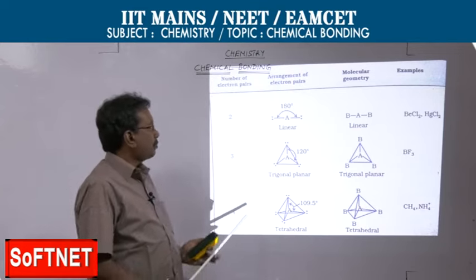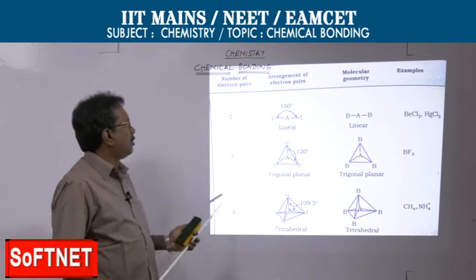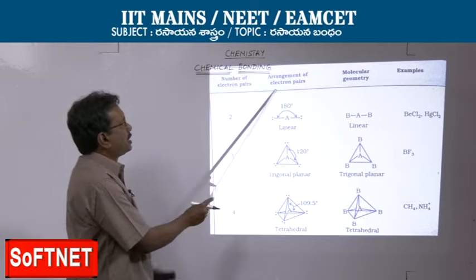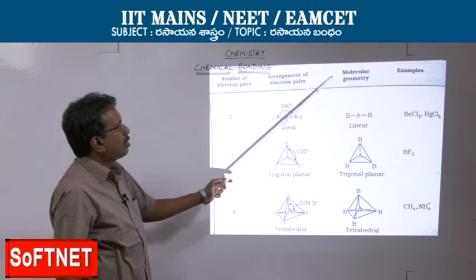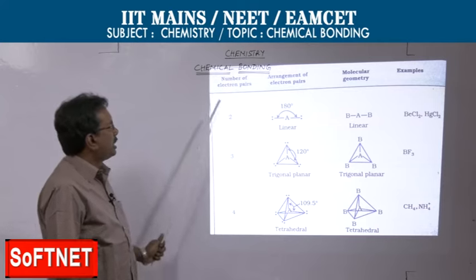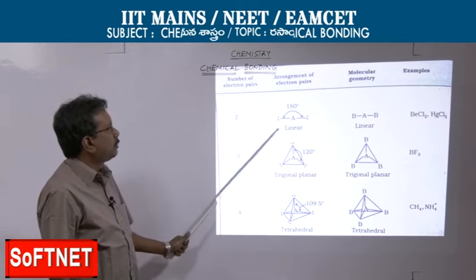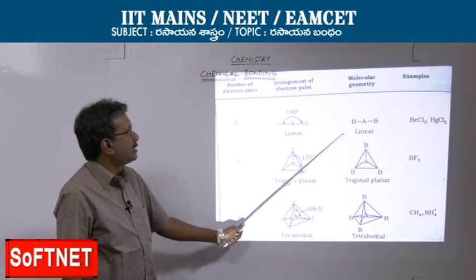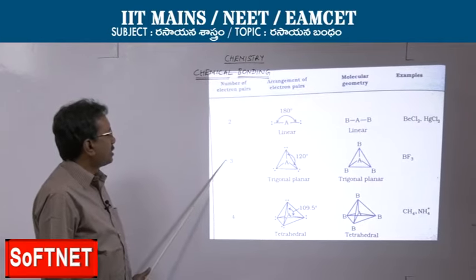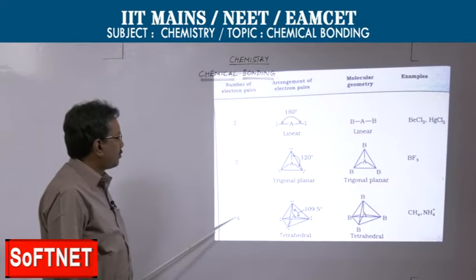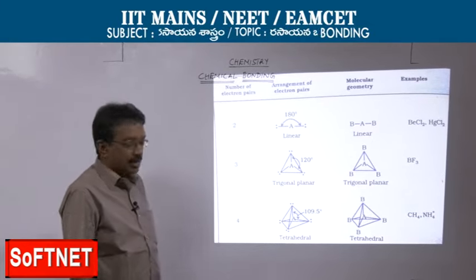Now based on that, observe the table I am giving here: number of electron pairs, arrangement of electron pairs, molecular geometry and examples. Here the number of electron pairs is 2. If we have 2 electron pairs, that molecule is linear, I am representing it like this. If you have 3 electron pairs, that molecule is trigonal planar. And if you have 4 electron pairs, that molecule is tetrahedral.